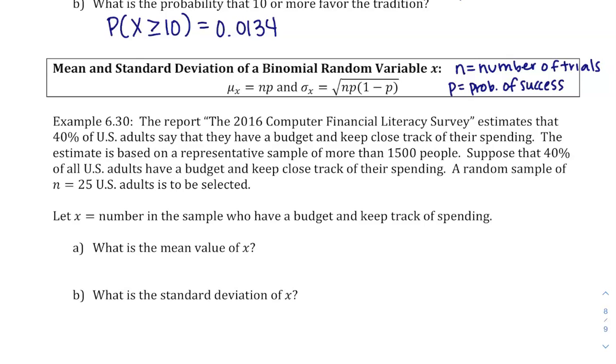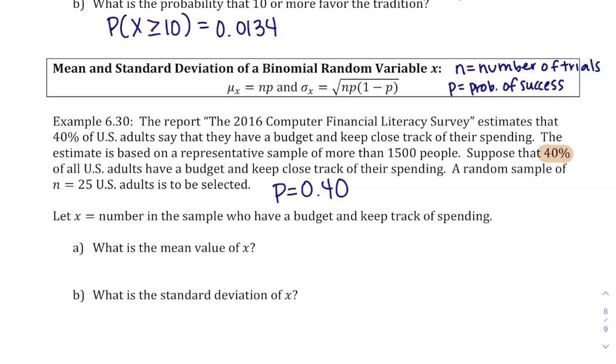So let's look at example 6.3. We're looking at the 2016 Computer Financial Literacy Survey, and it estimated that 40% of U.S. adults say that they have a budget and keep close track of their spending. Now this was based on a representative sample of more than 1,500 people, so it's probably a good estimate for the percentage of all U.S. adults who have a budget and keep close track of their spending. So we're going to let that be our success at 40%.